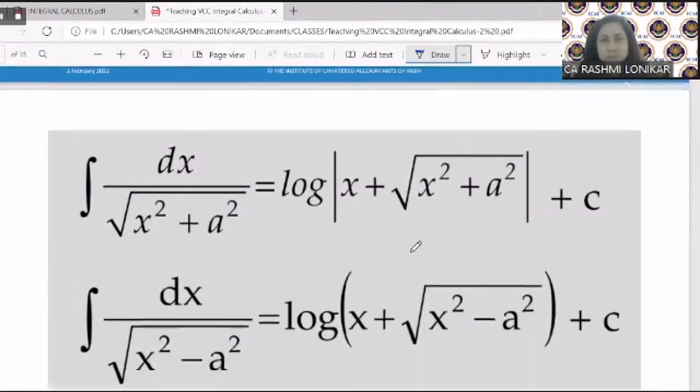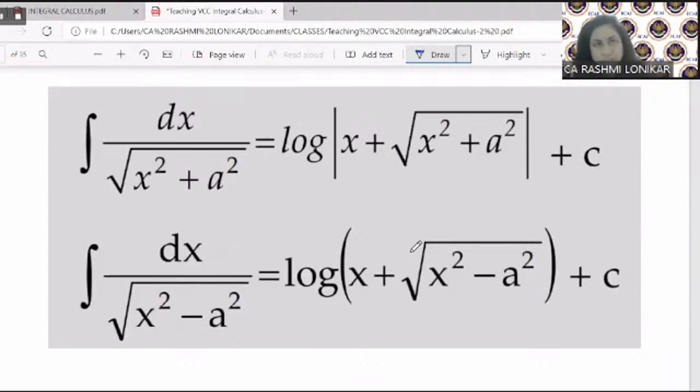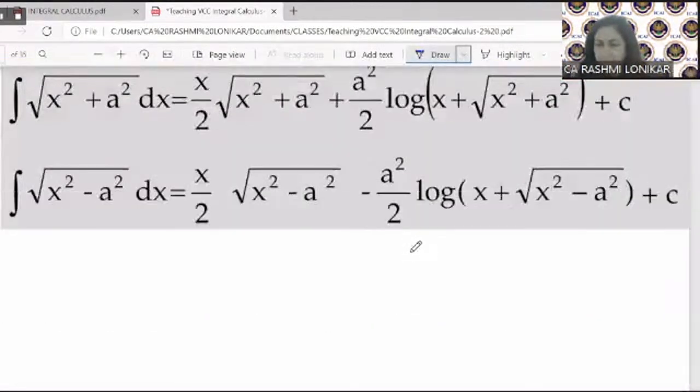Then we have a formula for 1 upon under root of x square plus a square and 1 upon under root of x square minus a square. Then we have a formula for under root of x square plus a square, but it is not in the denominator, it is in the numerator. Okay, there is no denominator here. So these are the two formulas for integration of under root of x square minus a square and x square plus a square. Okay, these are some of the formulas that you need to learn. You can do that by writing them down every day, so you will be able to learn them well.